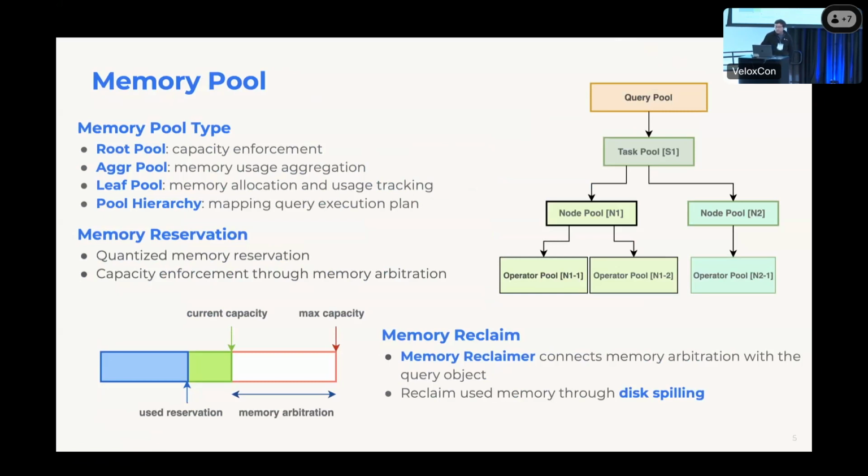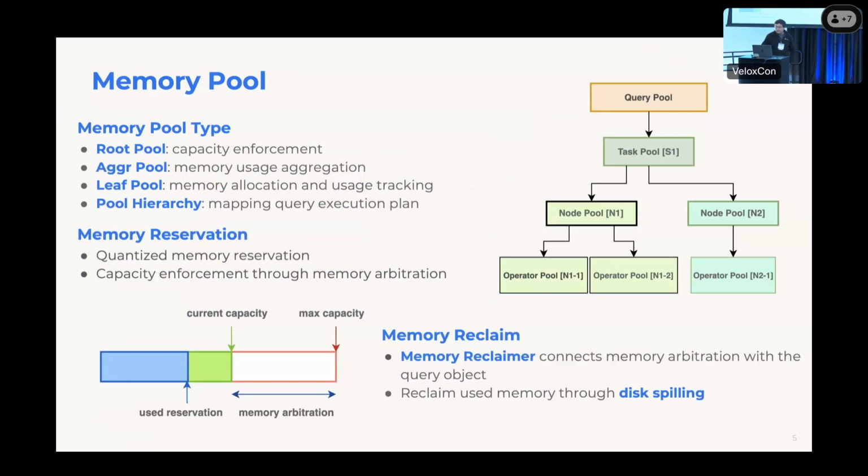Given the memory pool hierarchy and the functions the memory pools provide, there are 3 types of memory pool. The first is the root memory pool, which is responsible for the memory usage from all the child pools, applies the capacity enforcement, and interacts with the arbitrator for the memory capacity adjustment. The next one is the aggregation pool, which is only responsible for memory usage aggregation from the child pools, but doesn't provide capacity enforcement. The task pool and the node pool are aggregation pools, and the query pool is the root pool. And the leaf pool interfaces directly with the query execution and provides memory allocations and the usage tracking.